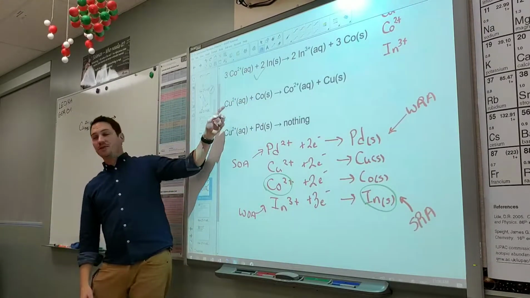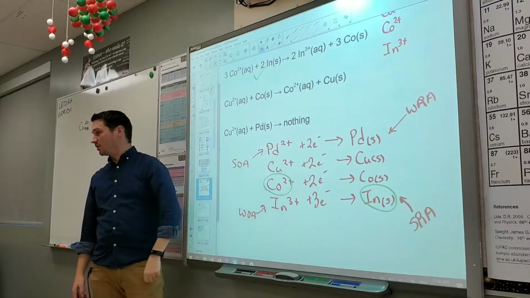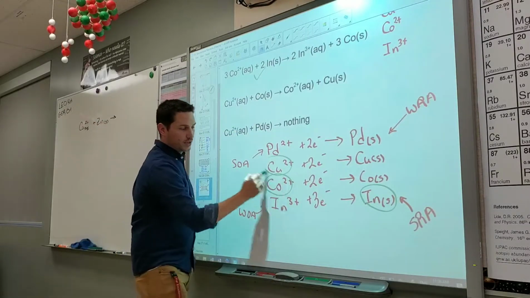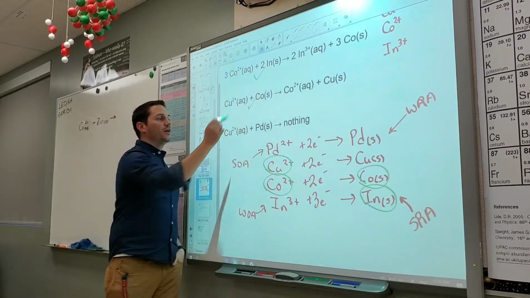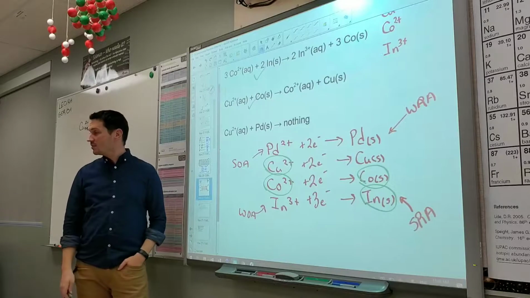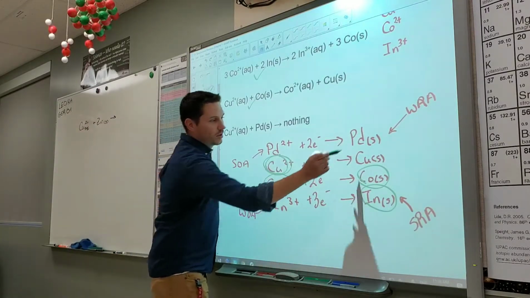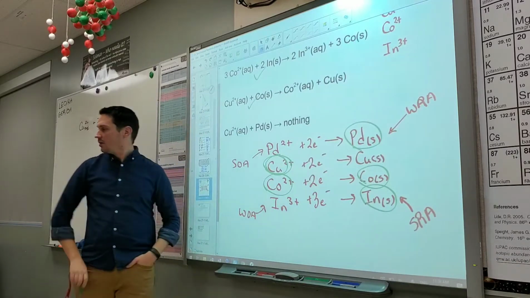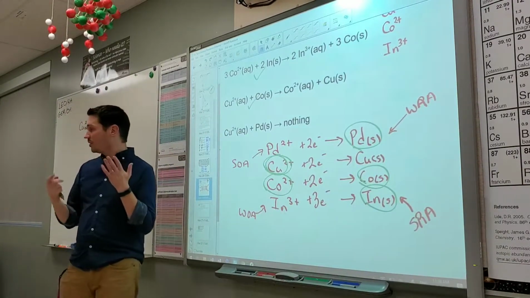What about copper 2 ions and cobalt? Find copper 2 ions and cobalt. Here and here, is that downhill? Yes, that's good. And then find copper 2 ions and palladium. Was that uphill? Yes, good. Then our table makes perfect sense and we were happy with this.